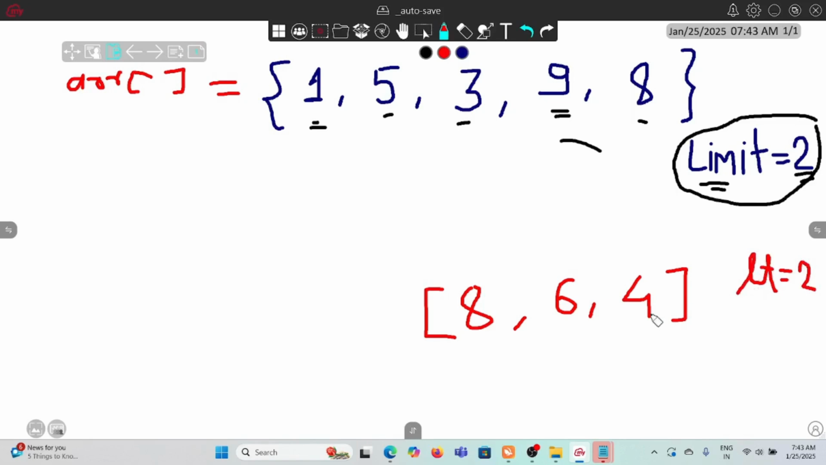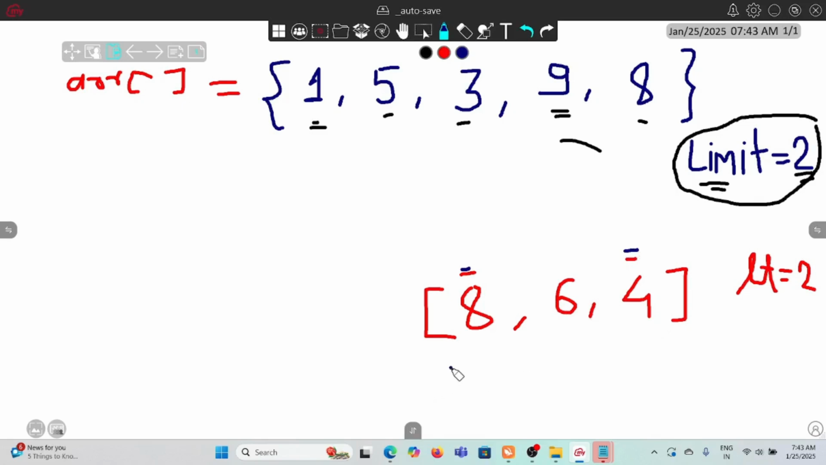Okay, so let me do that. So here it looks like 8 and 4 cannot be swapped, right? Because 8 and 4 have a difference equal to 4, so they are not swappable if we look at the limit here. But 8 and 6 can be swapped. Similarly, 6 and 4 can be swapped.